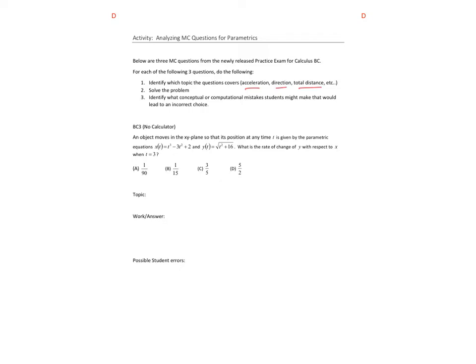So, all right, rate of change. We know we're looking here for our dy/dx, which is dy/dt over dx/dt. Then we're going to evaluate both of those at 3. So we're going to do the calculations, pause the video here, and evaluate at 3.